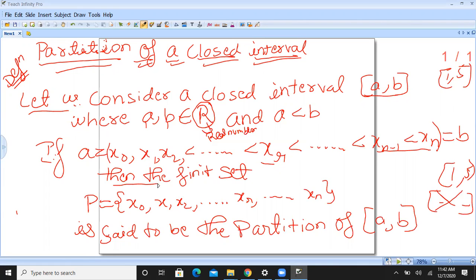So then the finite set. The partition x0, x1, x2, xr, xn. These are said to be a partition of a closed interval [a, b]. That is the partition of a closed interval [a, b].